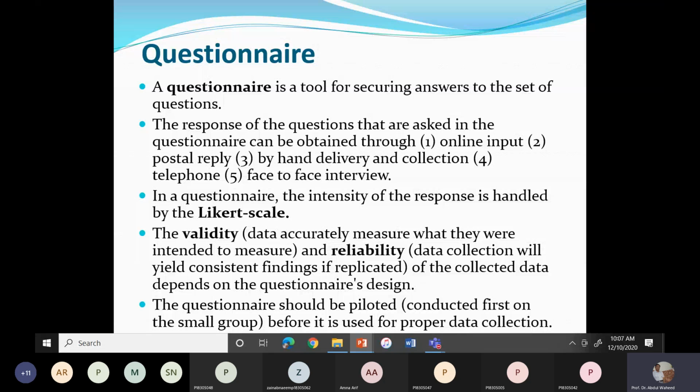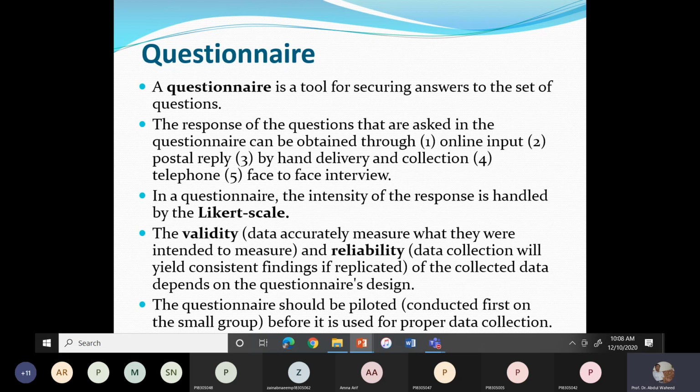So a questionnaire is a tool for securing answers to a set of questions. Now, in the questionnaire, each question represents a variable. So it depends on how many variables there are in your study. So you have to convert the variables into questions, and then when you get the answers to such questions, this means you are getting the data on those variables.